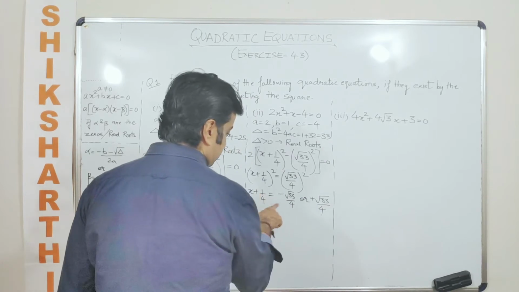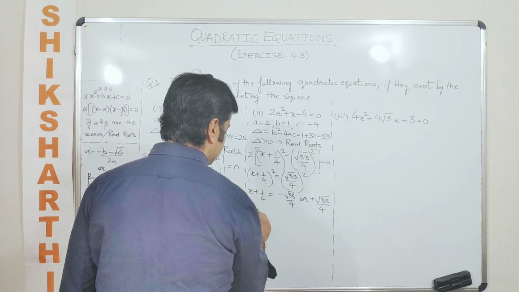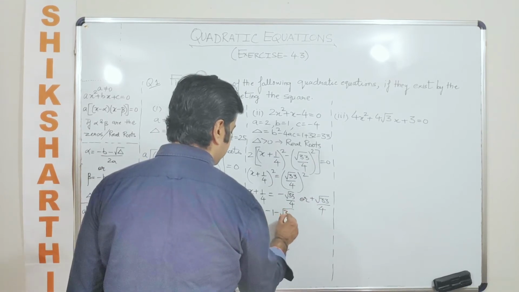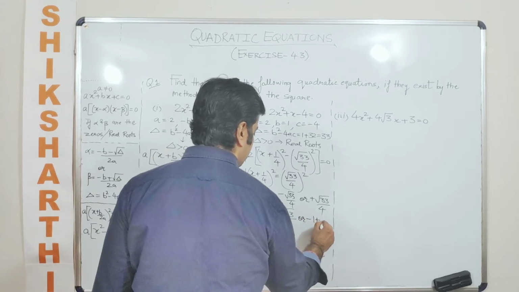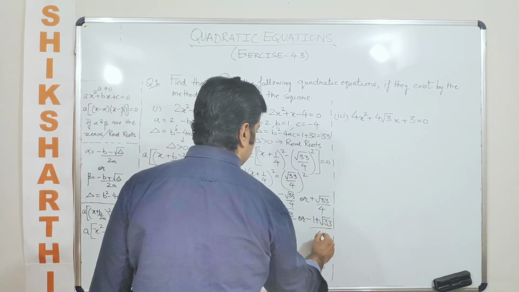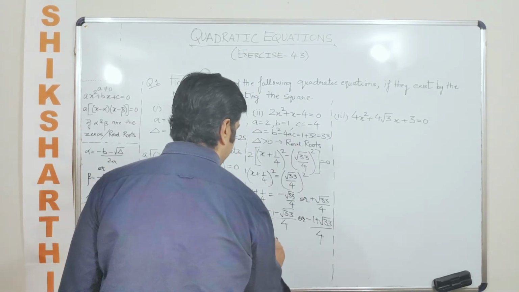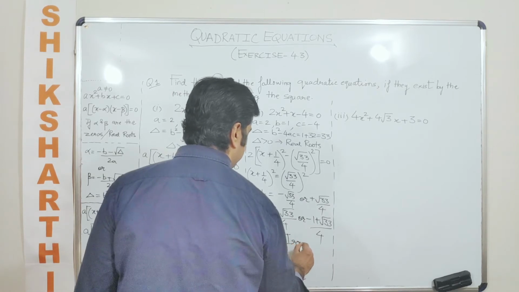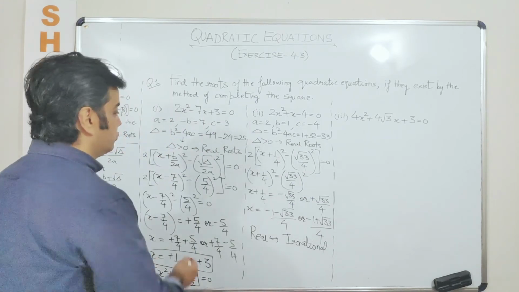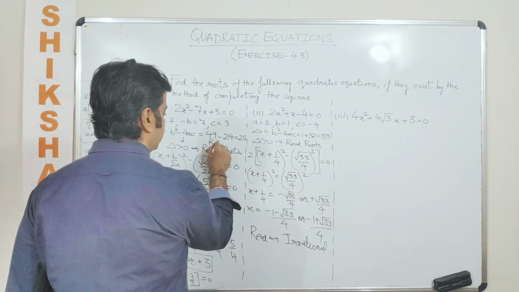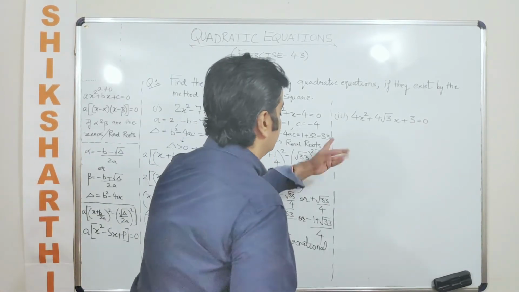Now since we can take 4 as the denominator, this will be minus 1. So x is minus 1 minus root 33 upon 4 or minus 1 plus root 33 upon 4. So in this case, the roots are not only real, but they are irrational as well. Right? Let's move on to the next question.